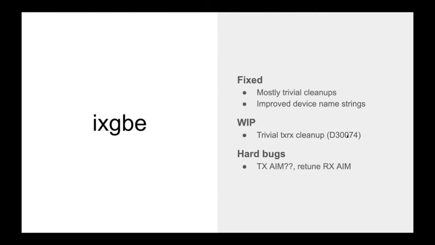I'm trying to unify the TXRX in these drivers. There's one for EM class devices, one for IGB class devices, and one for IXGBE. They're all fairly similar. The descriptor format between IGB and IXGBE is somewhat similar.